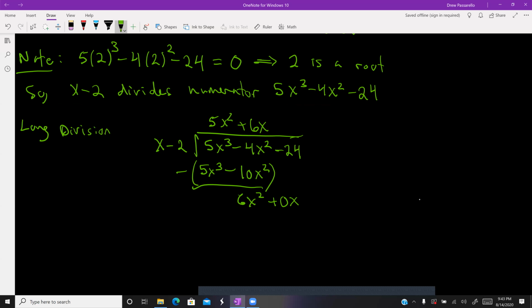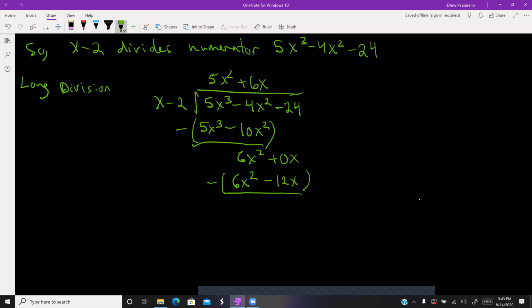6x times x is 6x squared. 6x times -2 is -12x. Then we subtract all that, and that'll give us 12x. Now I'll drop down the -24. 12x divided by x is 12, so it'll be plus 12. 12 times x is 12x, and 12 times 2 is 24. So that's where we get our 0 as the remainder.